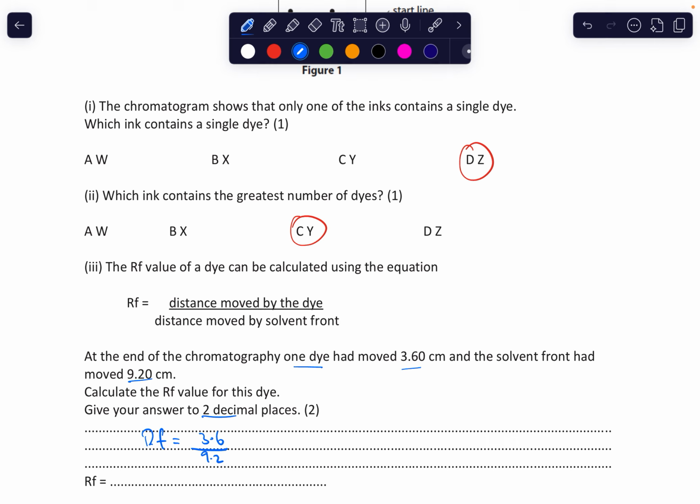So here we have got 3.6 divided by 9.2, which is giving me an answer of 0.3913, and lots of numbers. I'm not going to write them all down, but to 2 decimal places, that's therefore going to equal 0.39. Marks wise, if you've got it to 2 decimal places, you get a mark, and then getting those in the right order gets you the other mark as well.